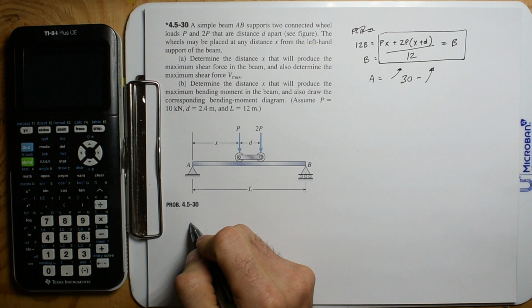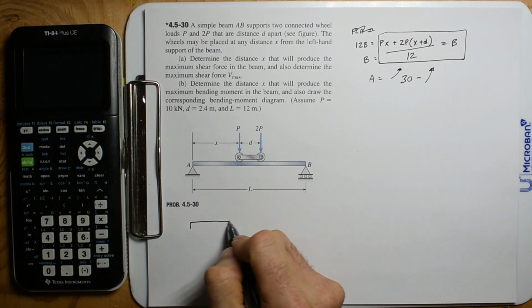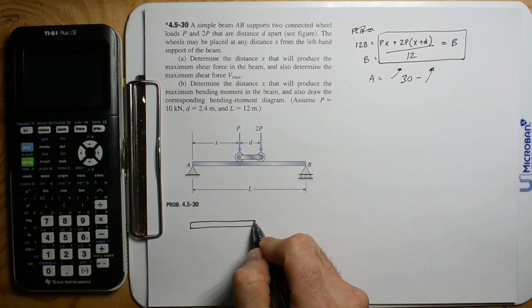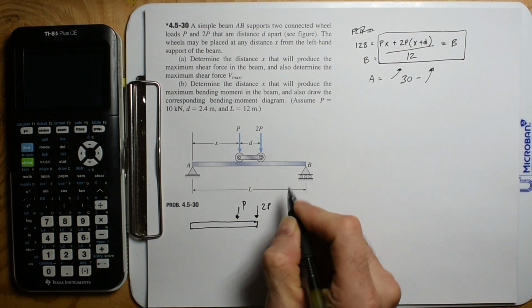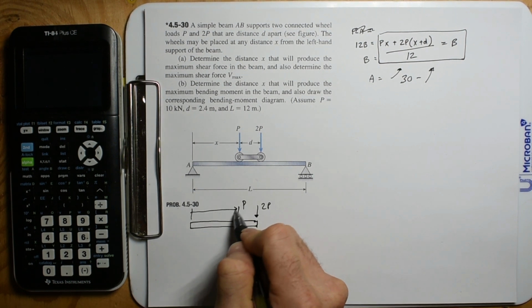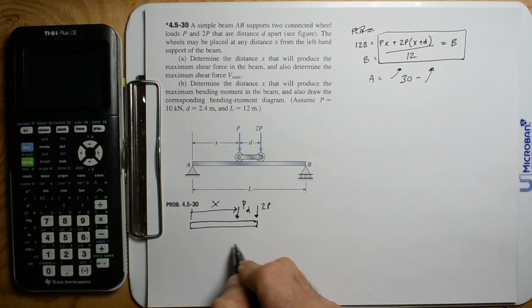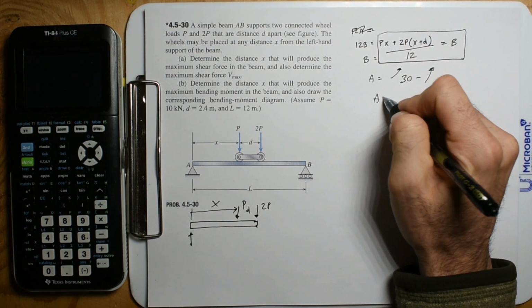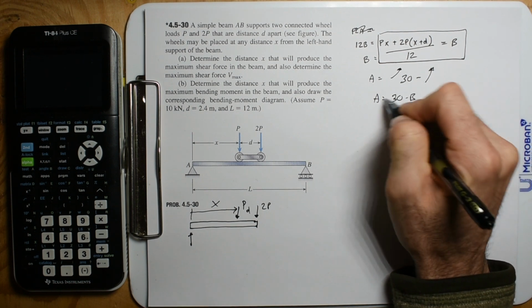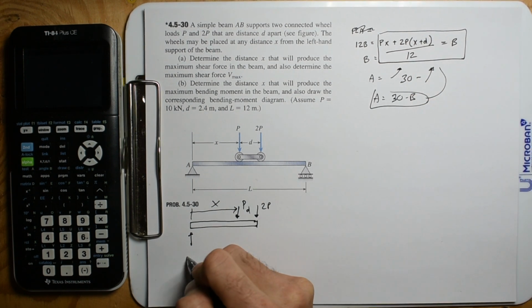So we can still take our free body diagram from A, and then we're going to take it all the way up to 2p. So we're going to have p right there, 2p right there. We're going to have this distance x and distance d. A is going to be all that. A is going to be 30 minus b. Cool. So we have A right there.